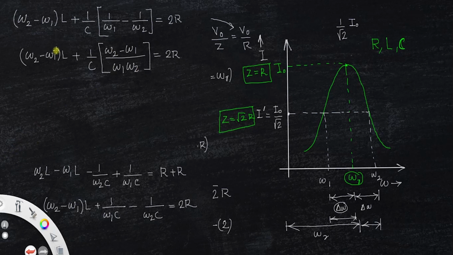Clear? Now in both these terms, omega 2 minus omega 1 is common, so you can take that out. So omega 2 minus omega 1. Now there is an L left in here, L plus 1 by, this one is taken out, so only 1 by C omega 1 omega 2 remains, is equal to 2R. Clear?